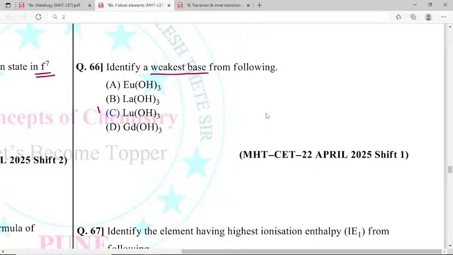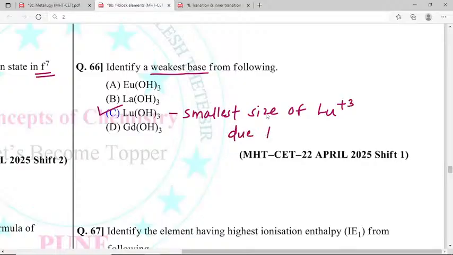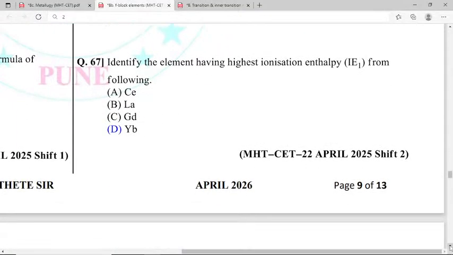Identify the weakest base from the following. So the weakest base is lutetium, because the size of Lu3+ is smallest due to lanthanide contraction. Due to lanthanide contraction, the size of lutetium plus 3 is very small. And this is the normal trend: from left to right, atomic size goes on decreasing, called lanthanide contraction.